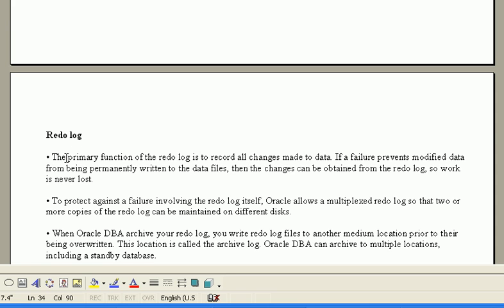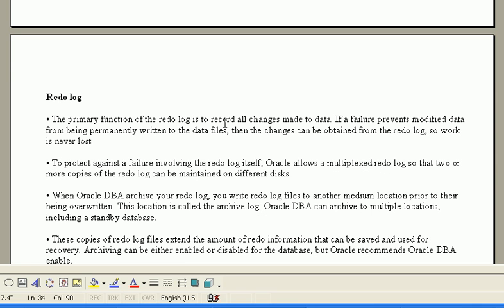The next is the redo log. The primary function of the redo log is to record all changes made to data. If a failure prevents modified data from being permanently written to the data files, then the changes can be obtained from the redo log, so the work is never lost. To protect against a failure involving the redo log itself, Oracle allows multiplexed redo logs so that 2 or more copies of the redo log can be maintained on different disks.